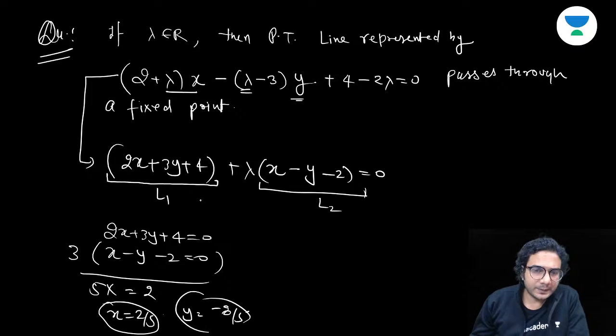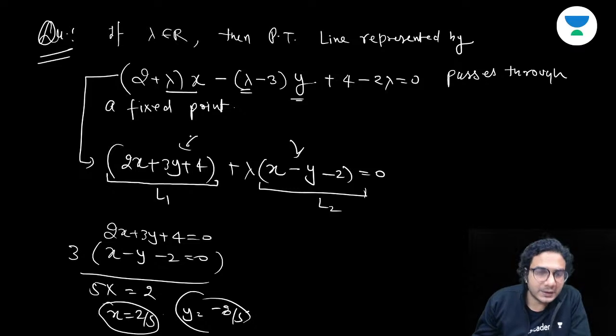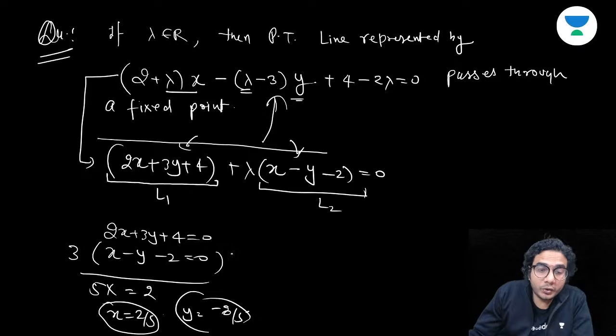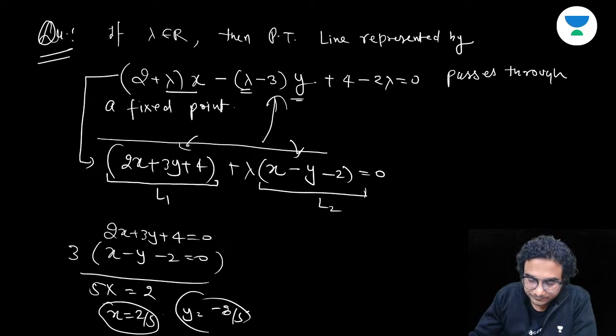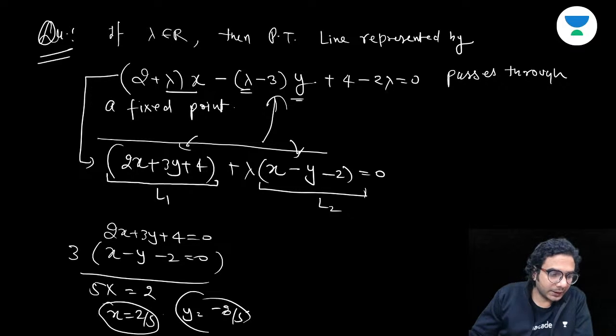You can check that this point satisfies this equation as well as this. Obviously, it will satisfy because it is the point of intersection of these two. If it is satisfying these two, that means these two lines become 0, and these two lines becoming 0 means this equation will become 0 for x is equal to 2 by 5 and y is equal to minus 8 by 5. So no matter what is the value of lambda, the given line will always pass through this point. Got it now? Then I'm going to give you the next question.